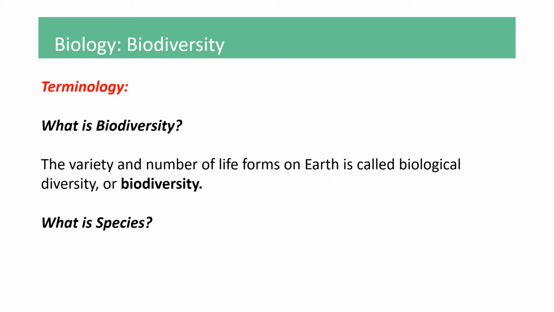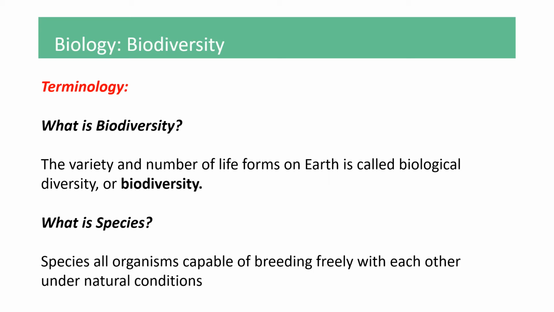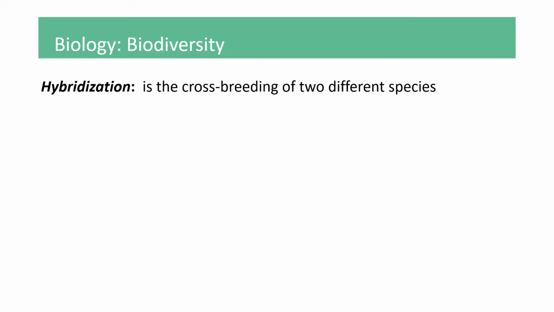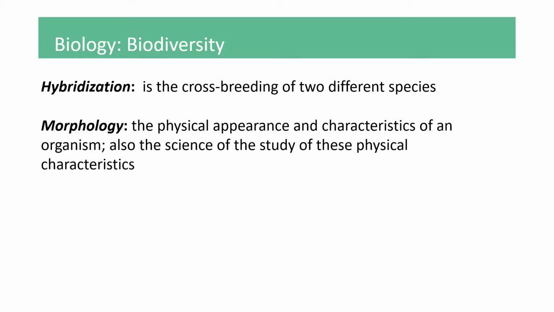What is a species? Species are organisms capable of breeding freely with each other under natural conditions. Hybridization is the crossbreeding of two different species. Morphology, the physical appearance and characteristics of an organism, is also considered the science of the study of these physical characteristics.